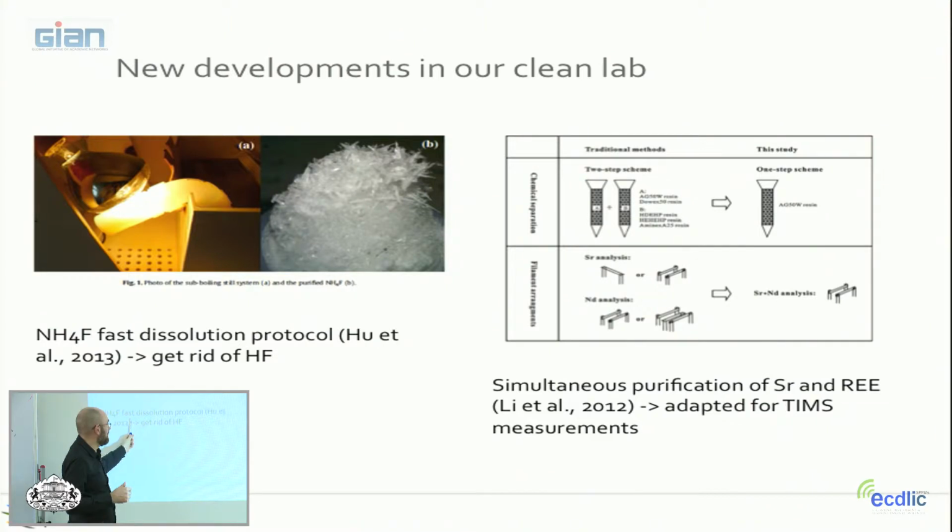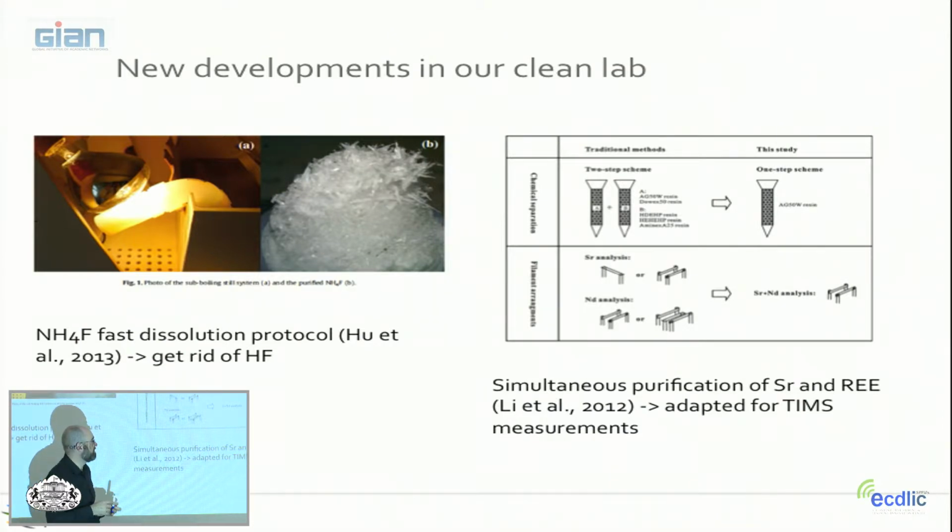So this is something we are starting to develop, and we are also starting to develop some simultaneous purification of strontium and rare earth elements. It's a crazy paper published by the Chinese. They are doing some crazy stuff in geochemistry, because they demonstrate that on a mass spectrometer, I will show you in my next lecture, you can measure strontium and neodymium on the same filament. And this is something we did not imagine some years ago. Normally, we completely purify our elements to be able to measure them separately.